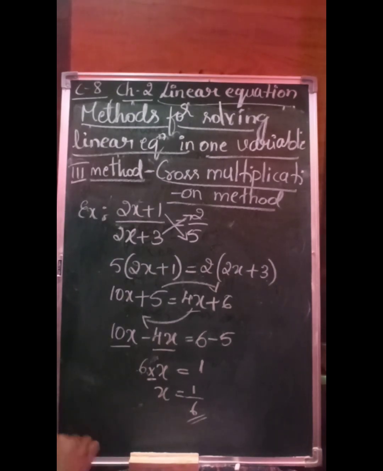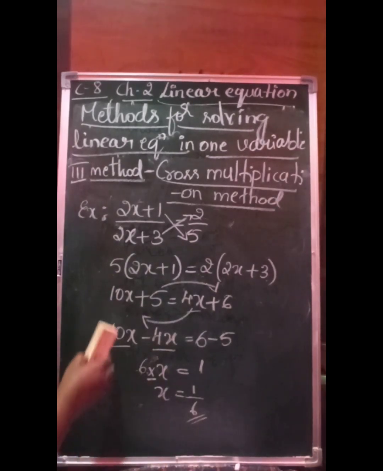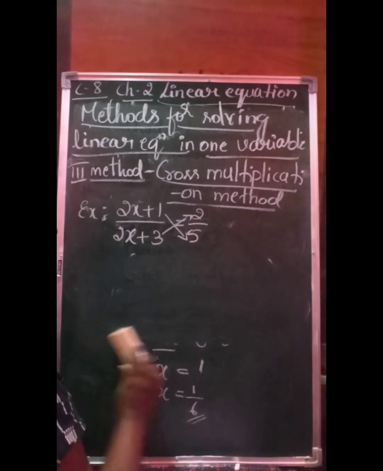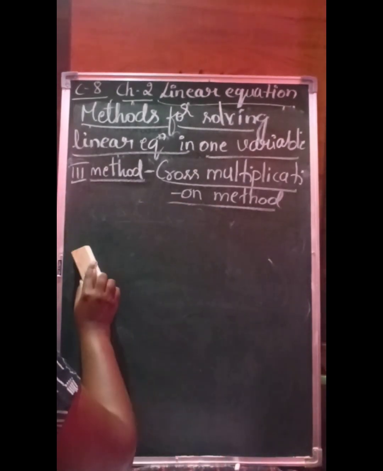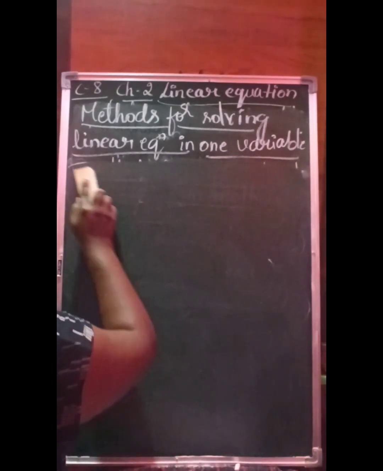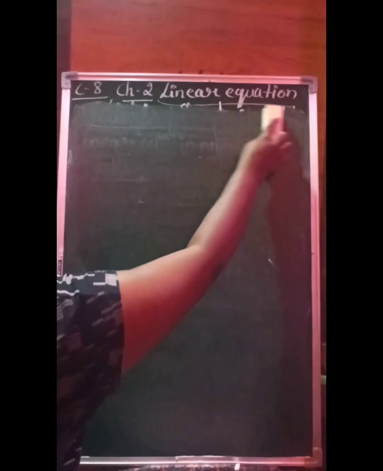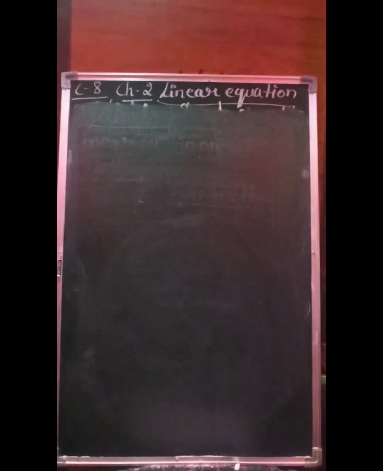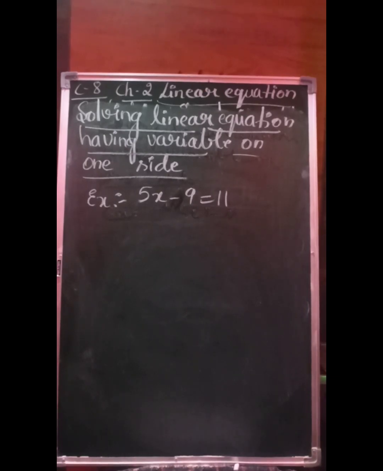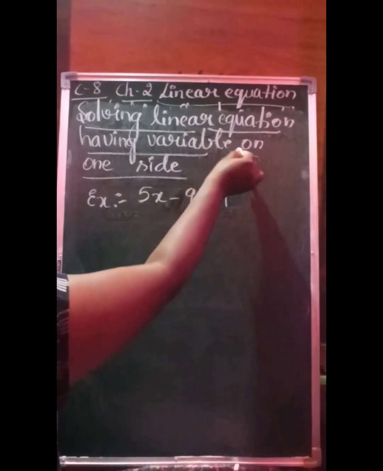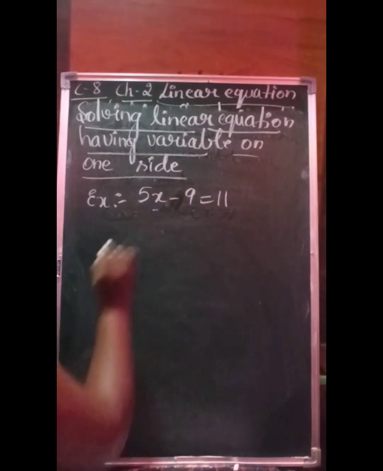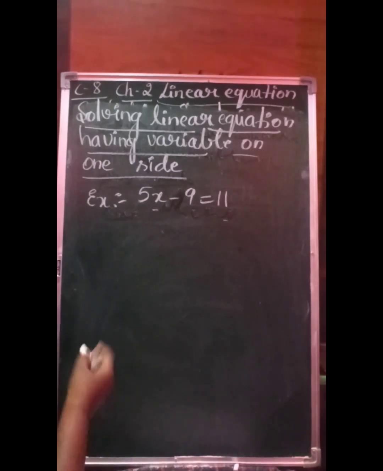Now let's see how to solve the linear equation having the variable on only one side. Next you will learn solving the linear equation having the variable on both sides, in the sense that it is in both RHS and LHS. The next topic is solving linear equations having the variable on one side, meaning it may be in LHS or in RHS, only one side.